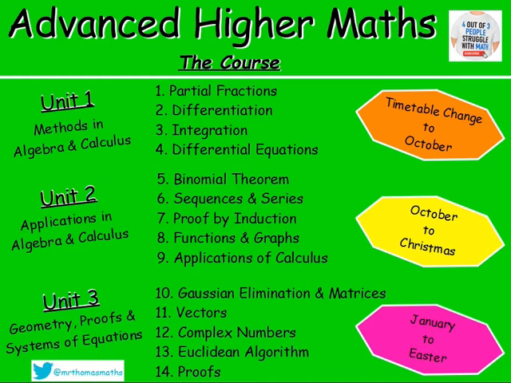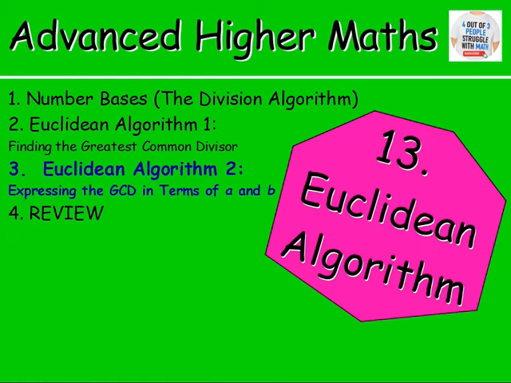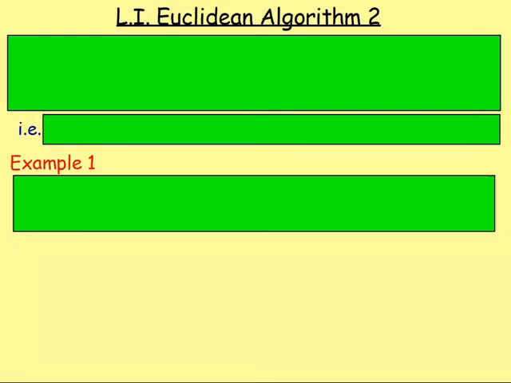Thomas. Chapter 13, lesson number 3, the Euclidean algorithm 2, expressing the greatest common divisor in terms of A and B. Now, in the last lesson, what we were doing was using the Euclidean algorithm to find the greatest common divisor, or highest common factor, of two integers.